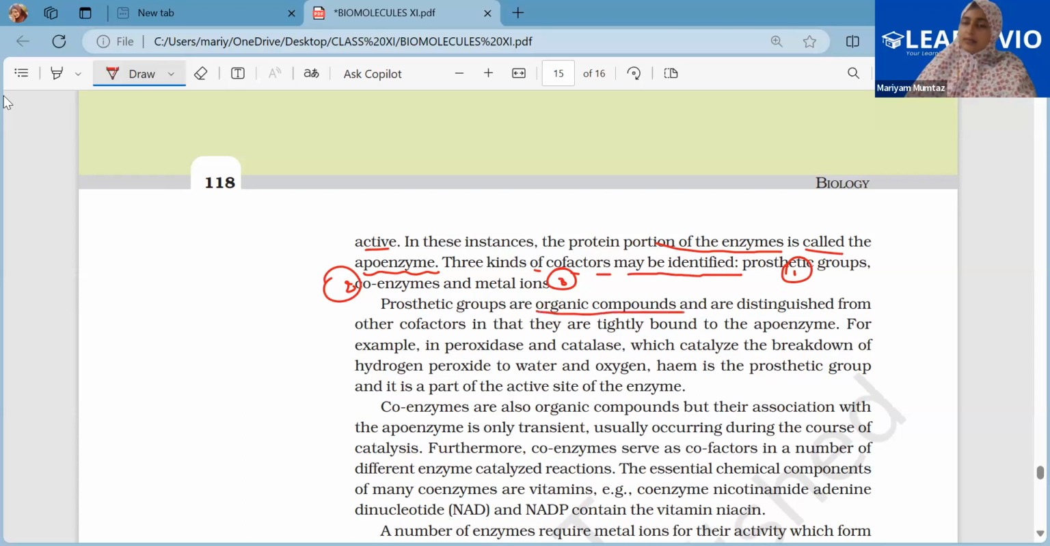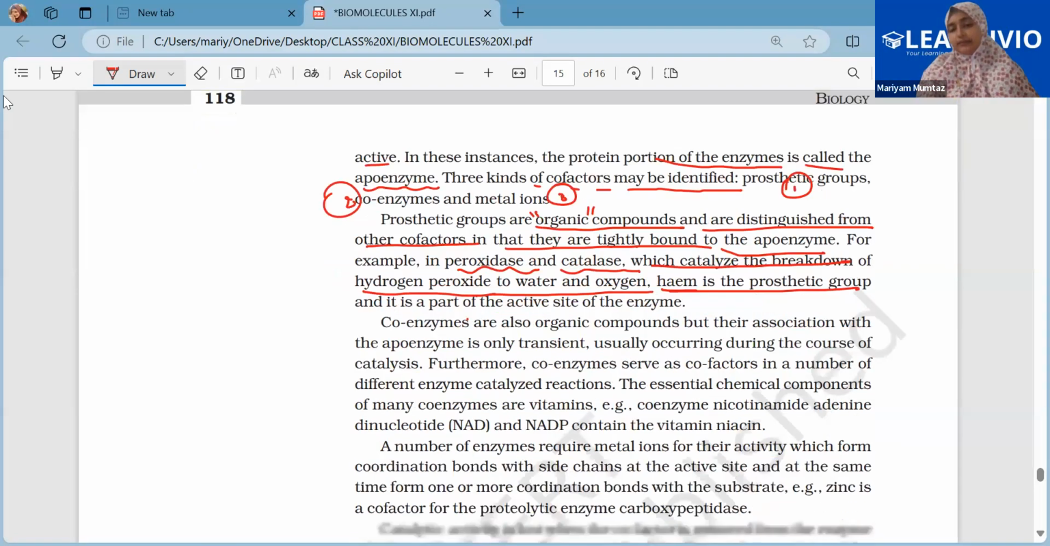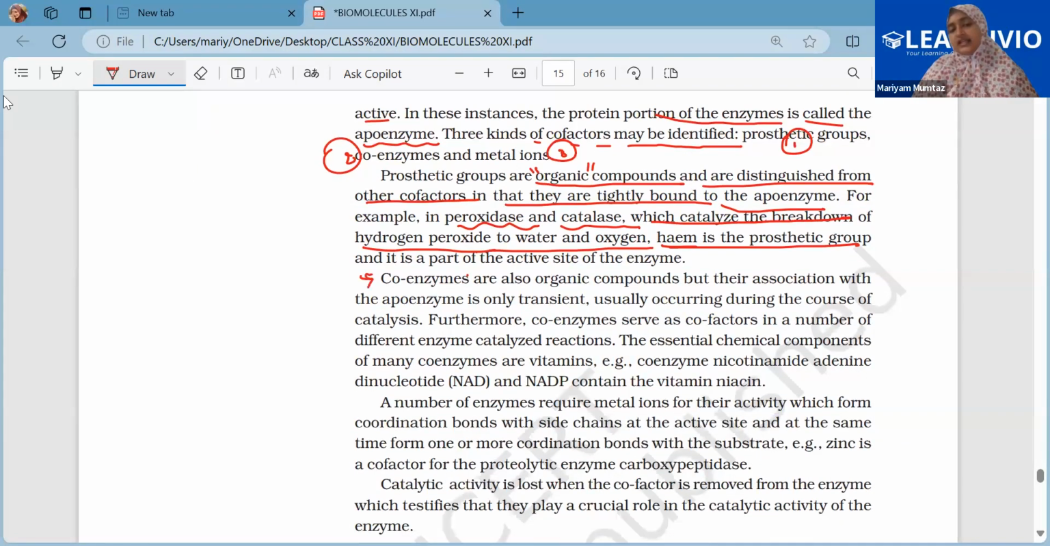Prosthetic groups are organic compounds. Remember, this is important. They are organic, naturally occurring, and are distinguished from other cofactors in that they are tightly bound to the apoenzyme. For example, in peroxidase and catalase, which catalyze the breakdown of hydrogen peroxide into water and oxygen, heme is the prosthetic group. Meaning the peroxidase or the catalase enzyme will show better catalytic activity because of the prosthetic group, that is the heme.